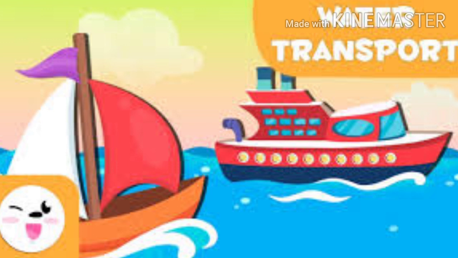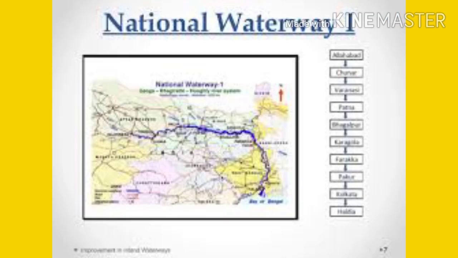And our Indian government has declared some waterways as national waterways. In this chapter, we want to study five main waterways. The first one is National Waterway number 1. It is on the Ganga River between Allahabad in Uttar Pradesh and Haldia in West Bengal.